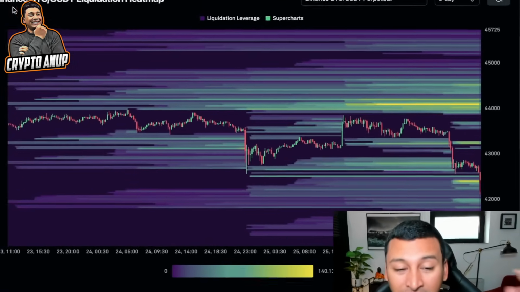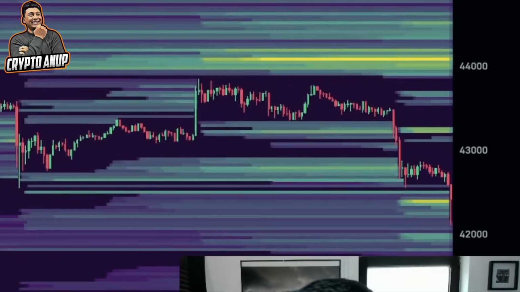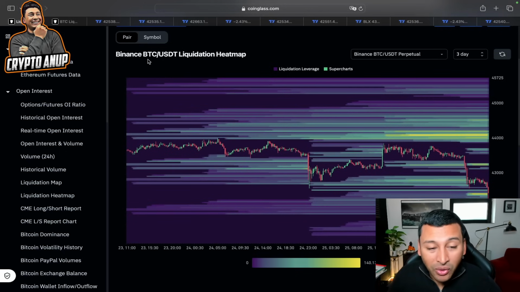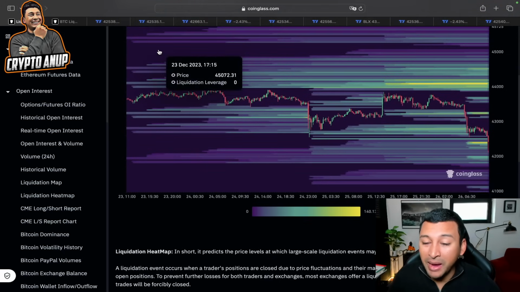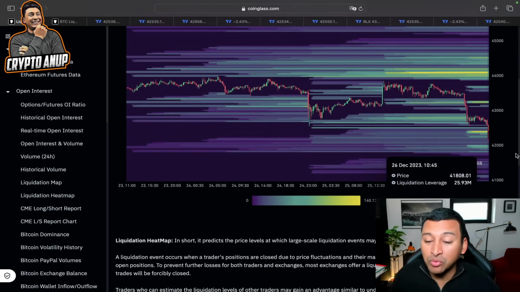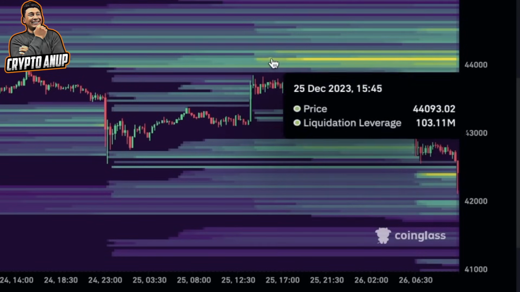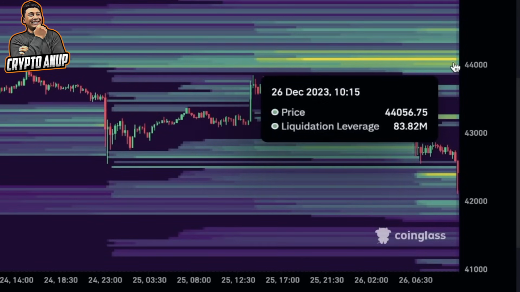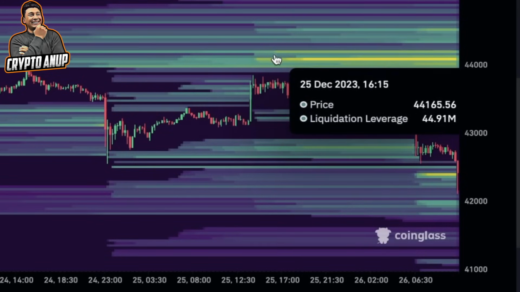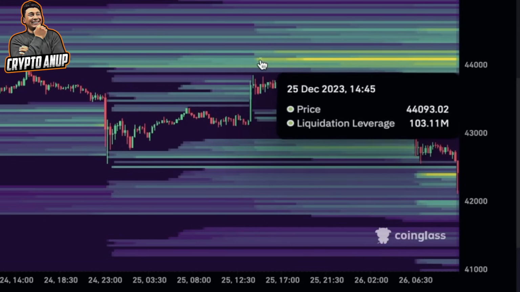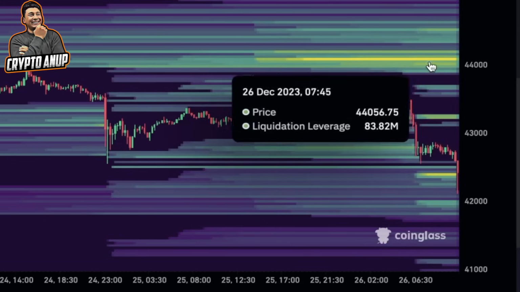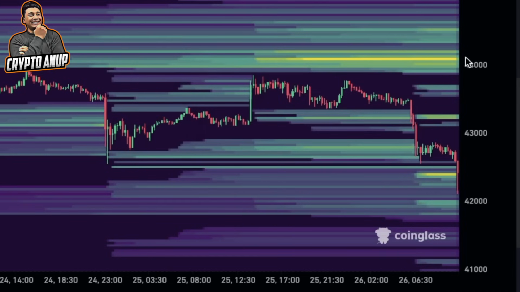Now, before we look into the price action of Bitcoin, let's have a quick look at this Binance Bitcoin USDT liquidation heat map. If we look at this heat map and at the price action of Bitcoin right now, you can see very clearly, guys, we have a high amount of liquidity above 44,000, right? This liquidation level tends to act as a magnet. I mean, the price of Bitcoin usually gets attracted around high liquidity areas before deciding the trend direction.